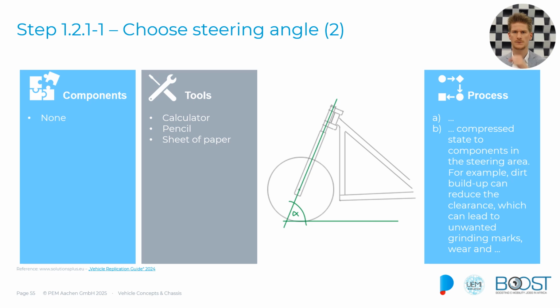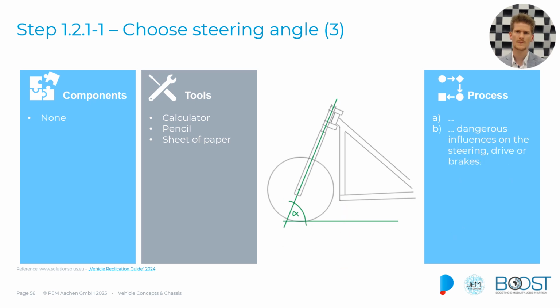Now the next step is then to look at the compressed state of the steering fork. For instance, if we go over a bump or if we have a lot of load on the front, we have to make sure that this is still sufficient, for instance, regarding the clearance that we get here. And again, please bear in mind we're dealing with a part of the steering here, so it is very sensitive. We can have some influences on the steering and therefore on the brakes as well.